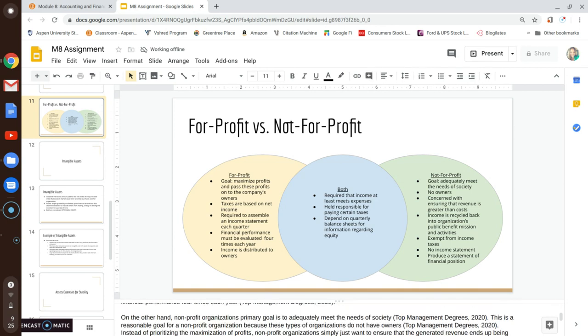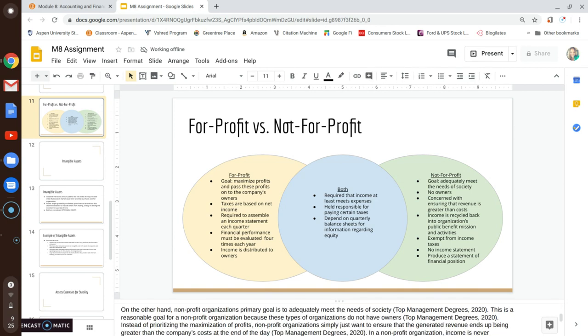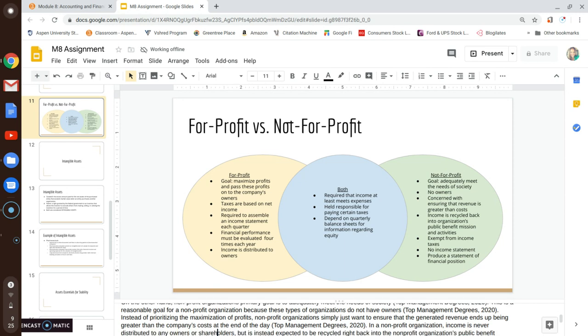On the other hand, nonprofit organizations' primary goal is to adequately meet the needs of society. This is a reasonable goal for a nonprofit organization because these types of organizations do not have owners. Instead of prioritizing the maximization of profits, nonprofit organizations simply want to ensure that the generated revenue ends up being greater than the company's cost at the end of the day.